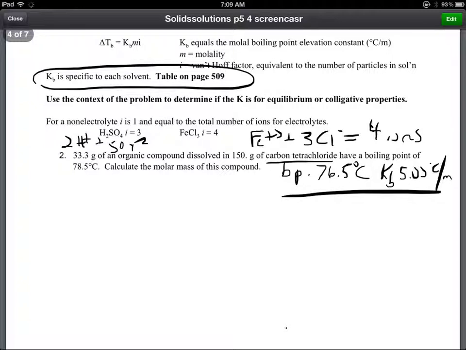So the reason you need to know the boiling point is because we really do need to know the change in the temperature. So you'll see that this boiling point is higher. If you think about what happens with boiling, you're trying to get those molecules into the gas phase. By having things in there that don't belong, it gets harder.